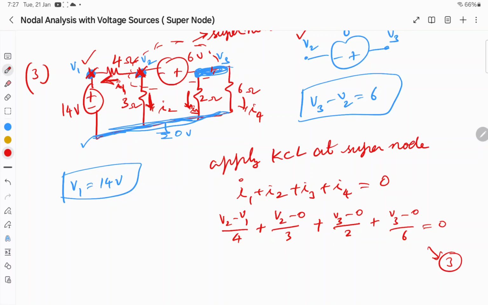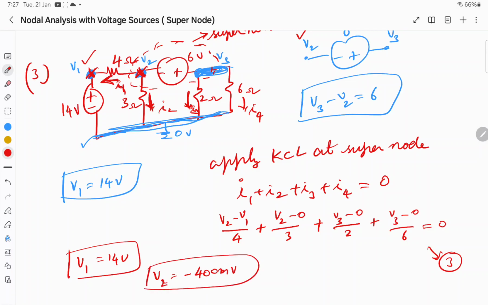So 3 equations, 3 unknowns. You will be finding out what your V1 is. V1 is obviously 14 volt. V2, if you solve, you should be getting around minus 400 millivolt. And V3 is going to be 5.6 volt. Okay, on solving these 3 equations you'll be getting that.